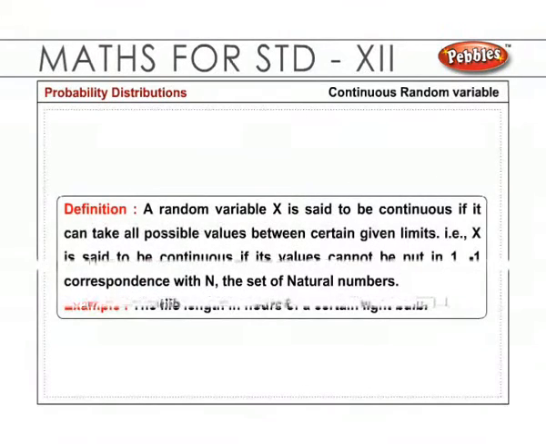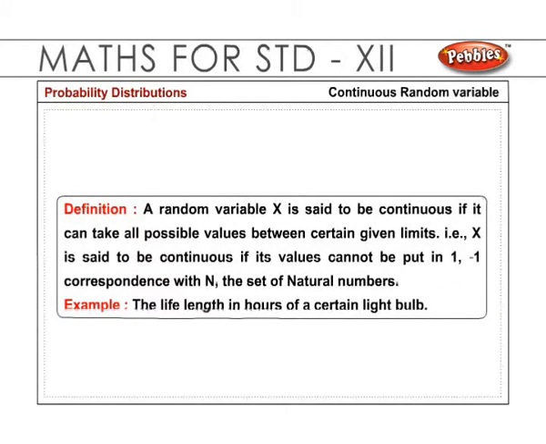Continuous random variable. A random variable x is said to be continuous if it can take all possible values between certain given limits. That is, x is said to be continuous if its values cannot be put in 1-1 correspondence with N, the set of natural numbers. Example, the life length in hours of a certain light bulb.